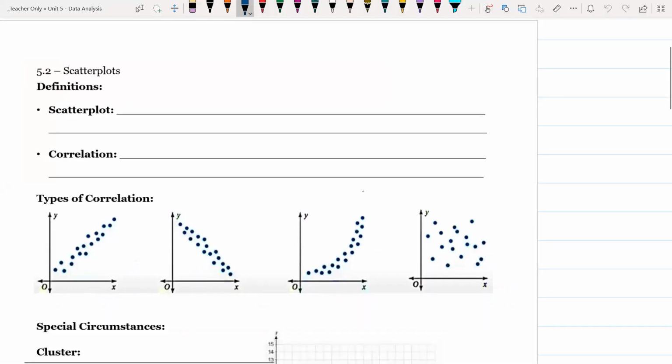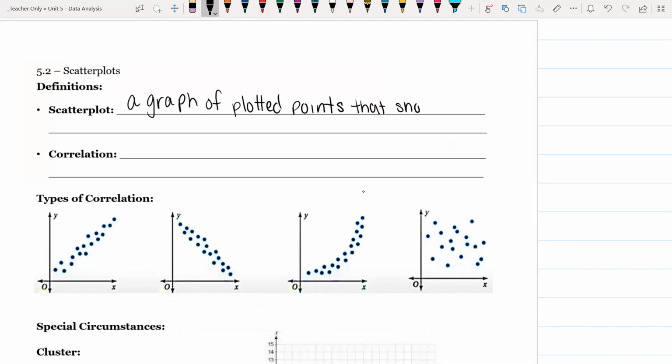So we're going to talk about our next notes, the 5.2. It's all about scatter plots. Okay, so a scatter plot is a graph. So it's a graph of plotted points that show a relationship between two sets of data.